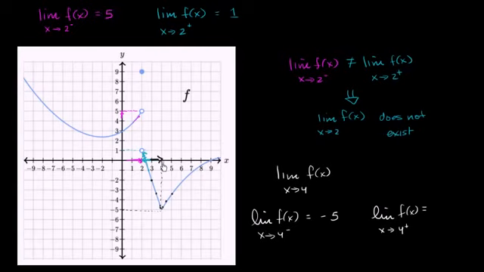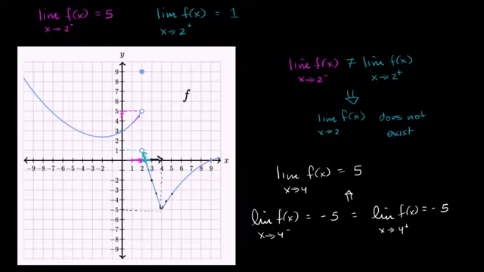We are approaching 5. Even if f of 4 was not defined, on either side we would be approaching 5. Or sorry, we would be approaching negative 5. So this is also approaching negative 5. And since the limit from the left-hand side is equal to the limit from the right-hand side, we can say, so these two things are equal, and because these two things are equal, we know that the limit of f of x as x approaches 4 is equal to 5.